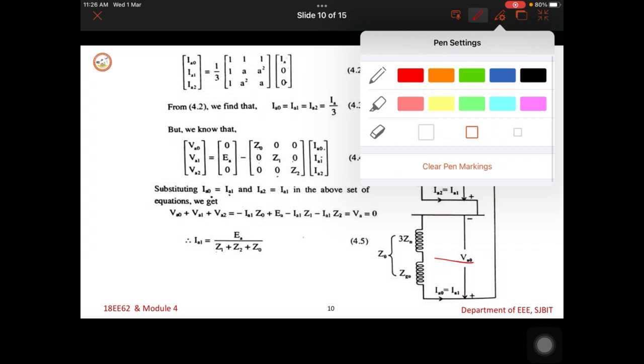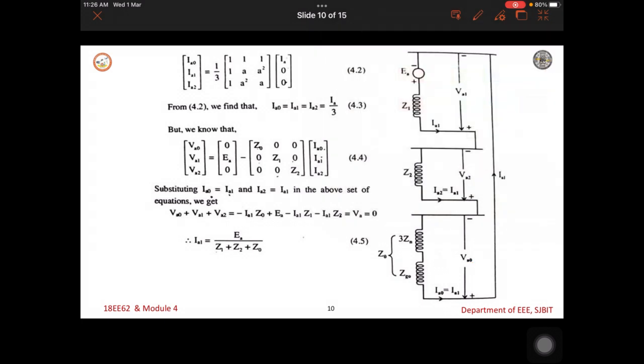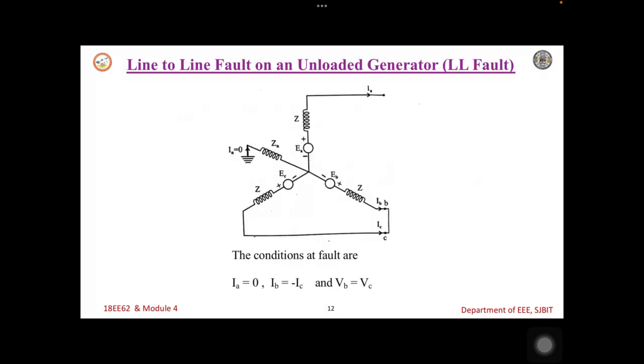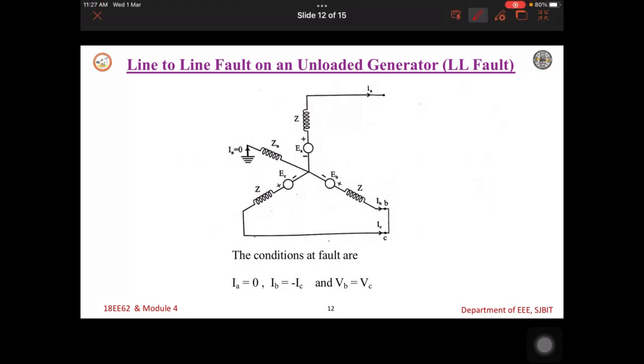Next, we will consider one more derivation. The single line to ground fault explanation will be used further to analyze the line to line fault on an unloaded synchronous generator. Here we have lines A, B and C, and line B and line C are shorted. That means line to line fault.